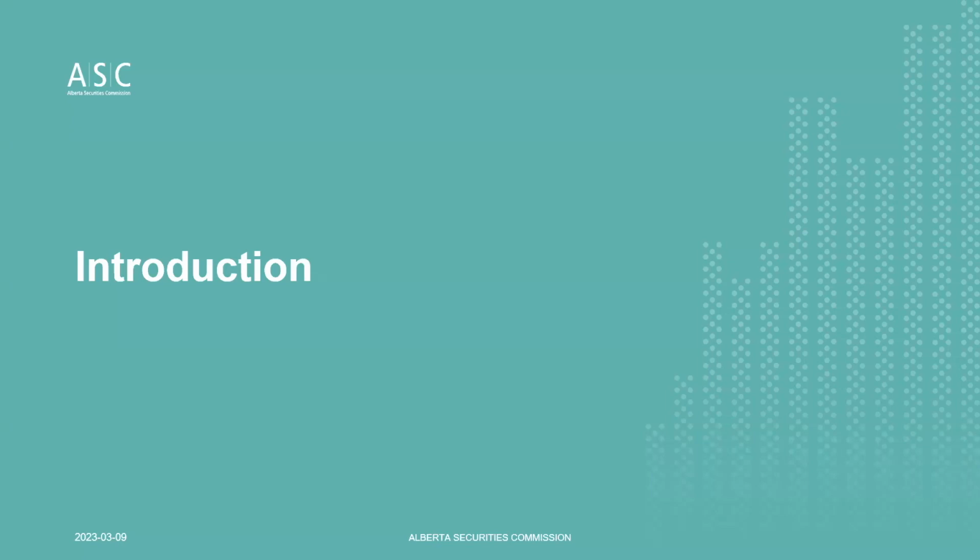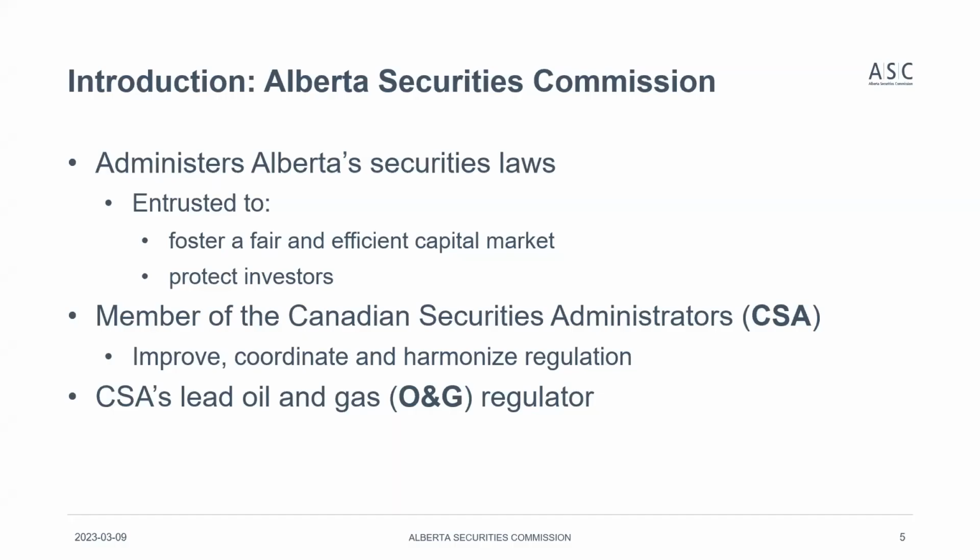Next we'll move on to the introduction. For those that are unfamiliar, the Alberta Securities Commission administers Alberta securities laws. It's entrusted to foster a fair and efficient capital market and protect investors. It is a member of the Canadian Securities Administrators. The administrators are throughout Canada, throughout the provinces and territories, and the purpose of the CSA is to improve, coordinate, and harmonize regulation.